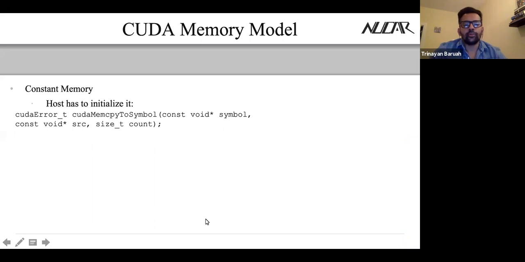One important thing to note is that for constant memory, the host has to initialize it, using this API: cudaMemcpyToSymbol, and that is the symbol that is associated with the constant memory. This is where you declare the variable. You use the signature with the symbol, and of course the source, for example which host source you are copying the data from, and then the count. This has to be done for constant memory based allocations.